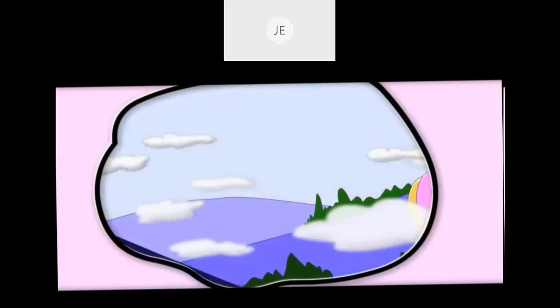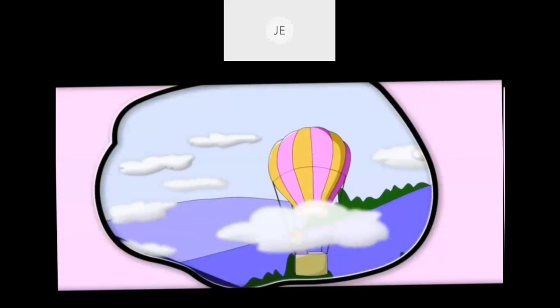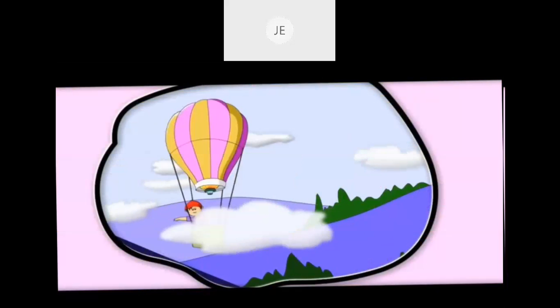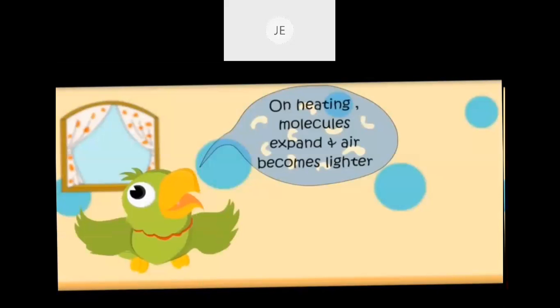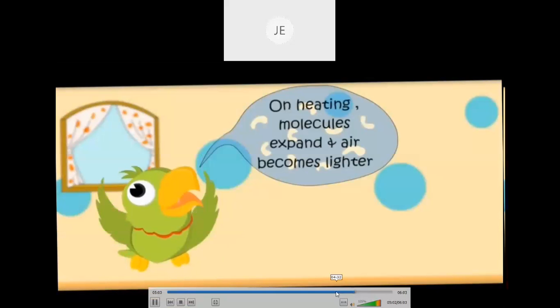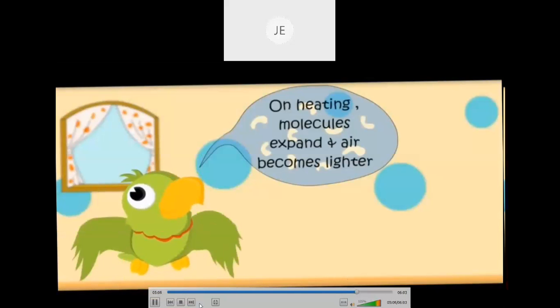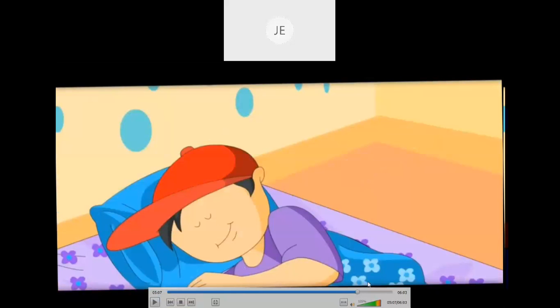On heating, air molecules in the balloon expand and it becomes lighter, so it goes up. On heating, molecules expand and air becomes lighter.